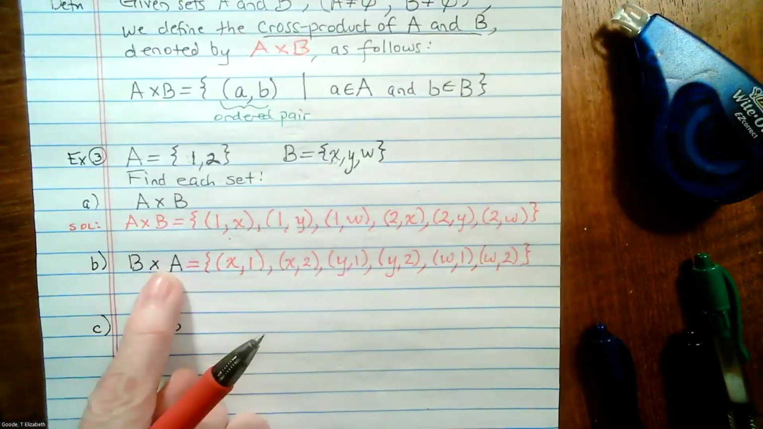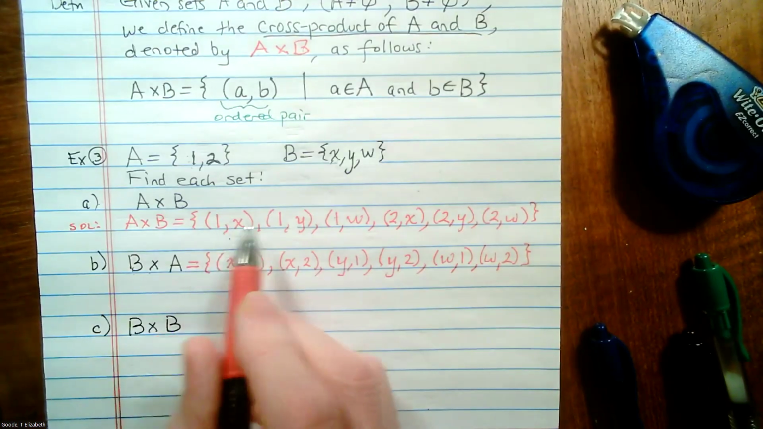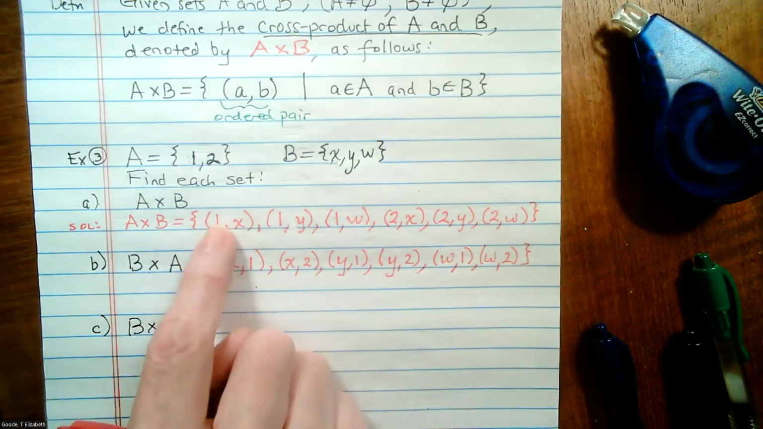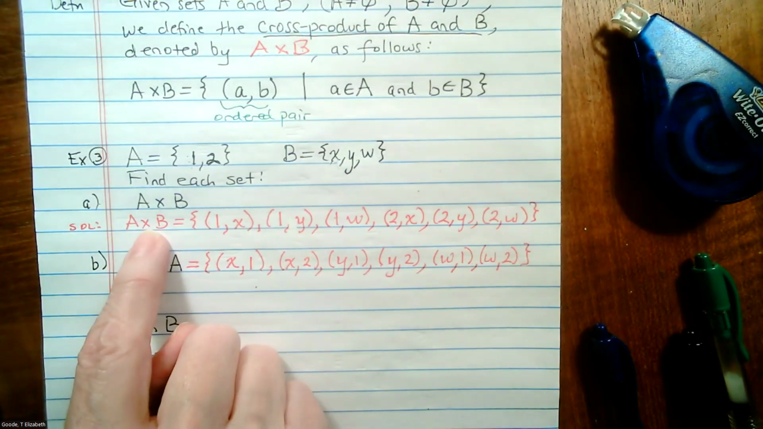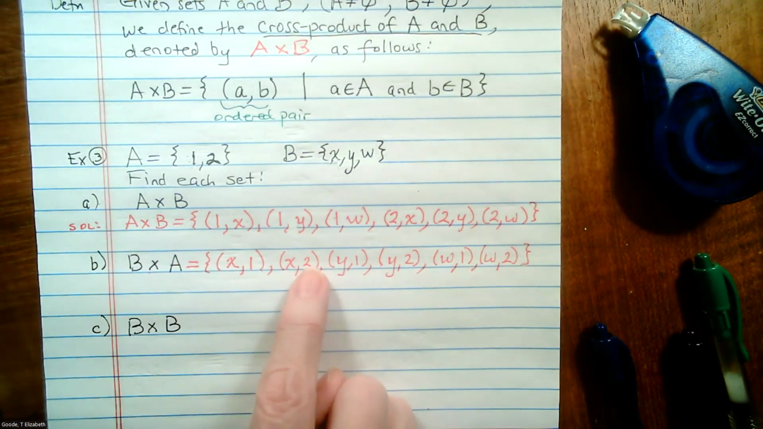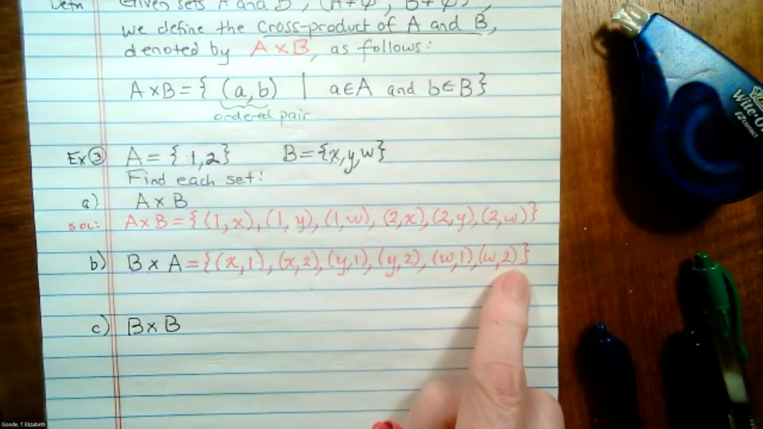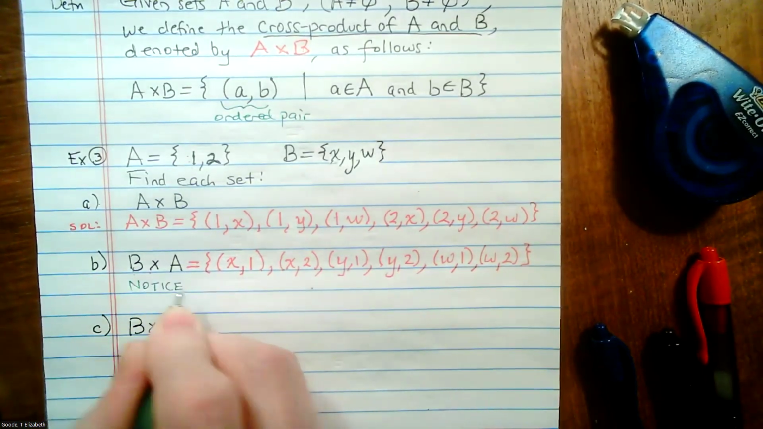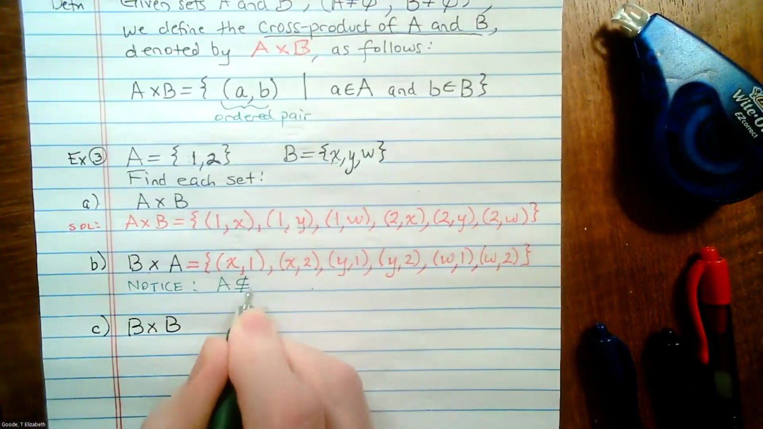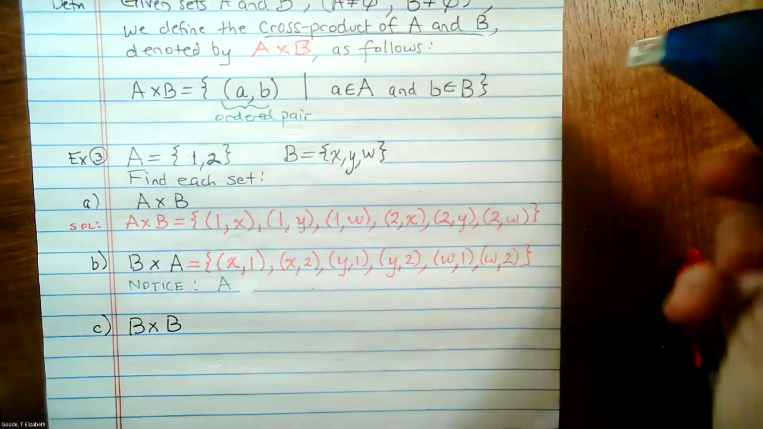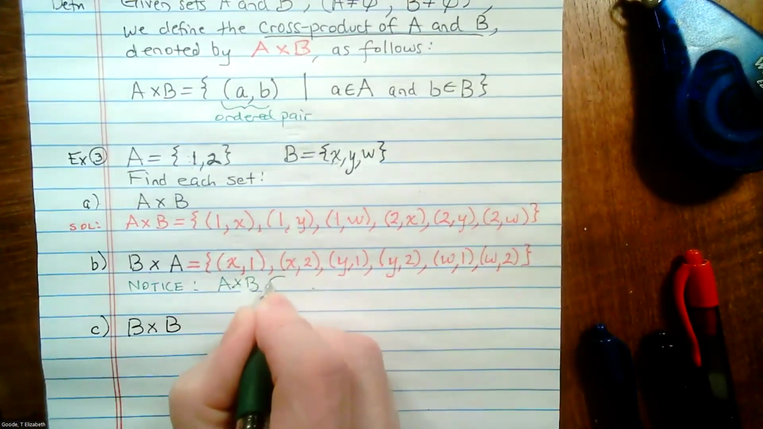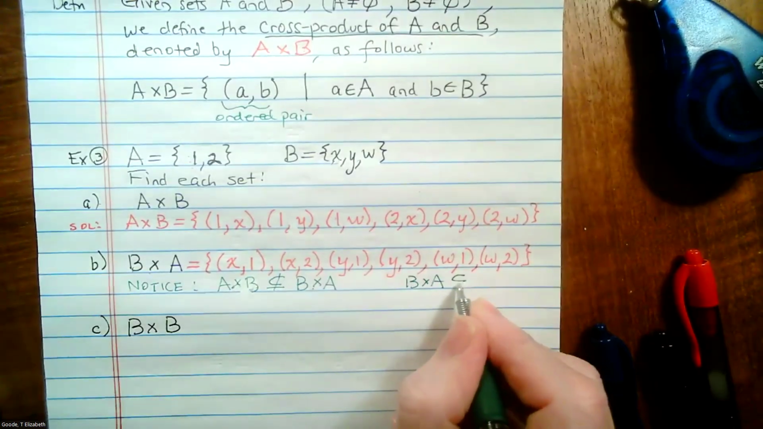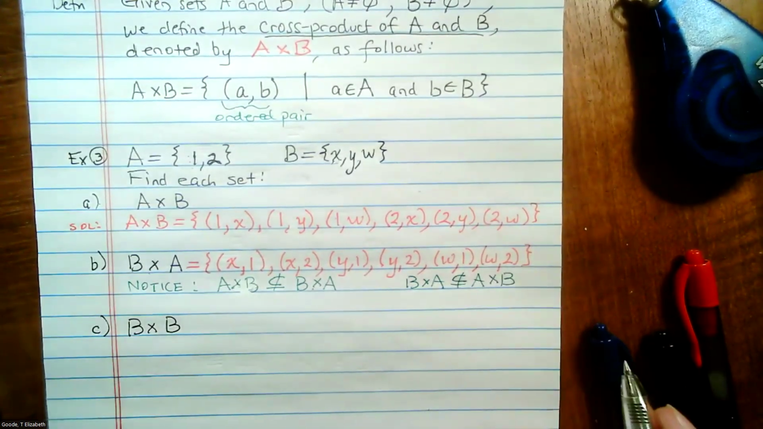Notice how A cross B is not a subset of B cross A because there are elements in A cross B. In fact, just pick any element from A cross B. It's not an element in B cross A. Like 1 comma X is an element of A cross B, but 1 comma X is not an element in B cross A. So A cross B is not a subset of B cross A. And also B cross A is not a subset of A cross B. Does that make sense? Yeah.